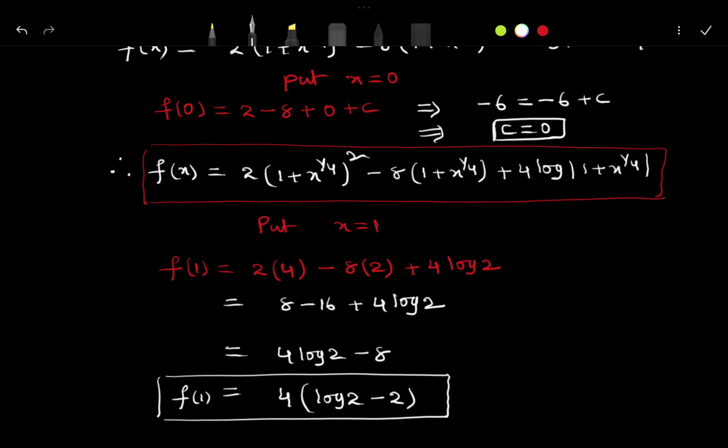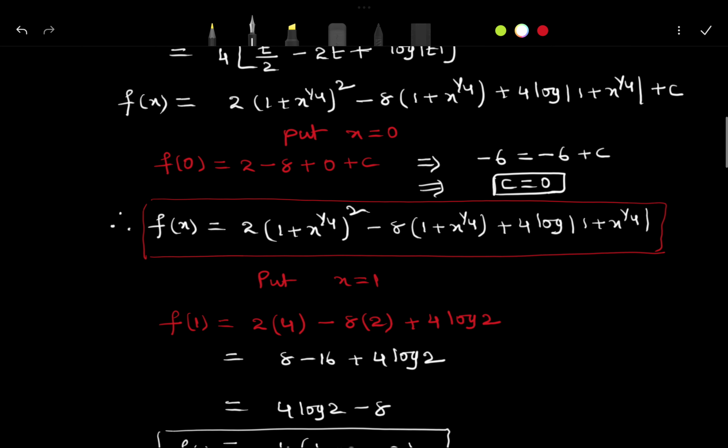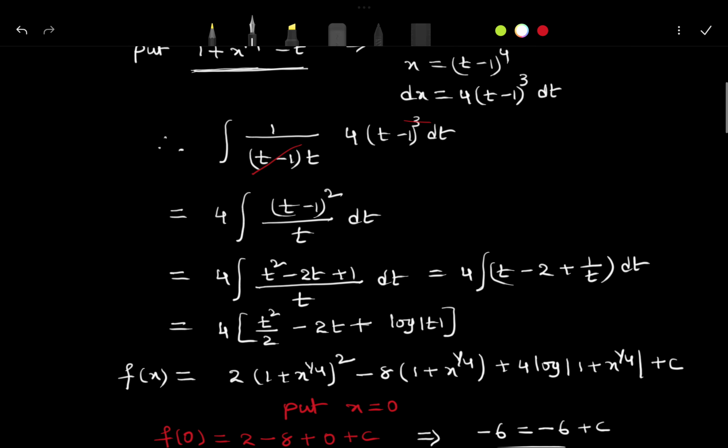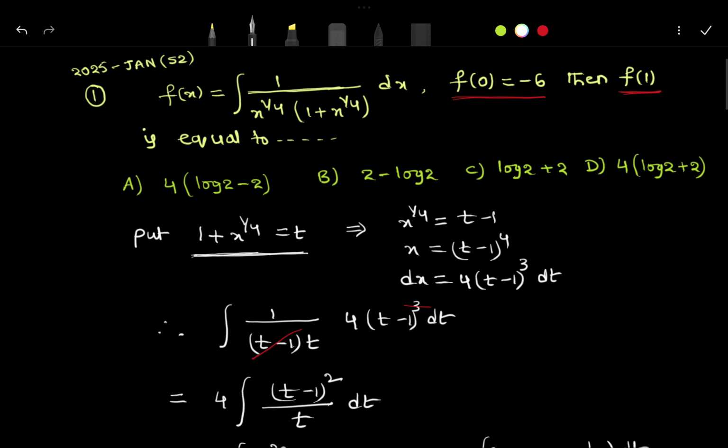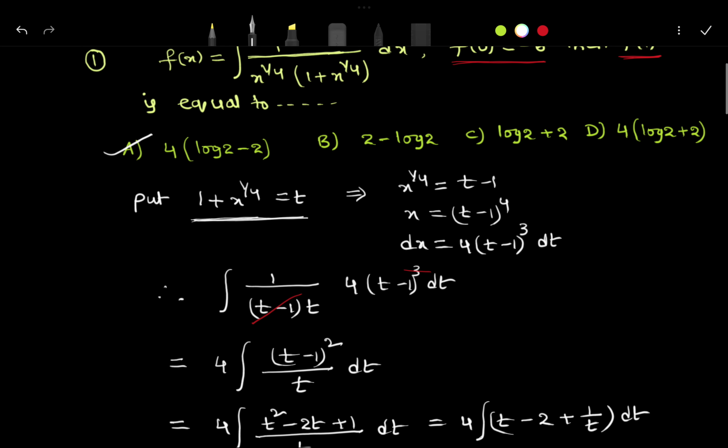I hope everybody is clear on this solution. It is very simple but a lengthy problem. If you understand this question clearly, you can get the required value. So what is the correct option here? Option A is the correct option, 4 into (log 2 minus 2). So that is the correct option.